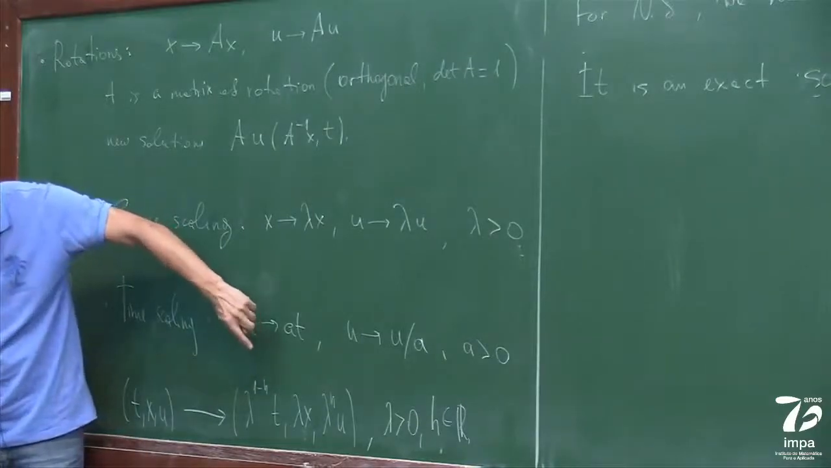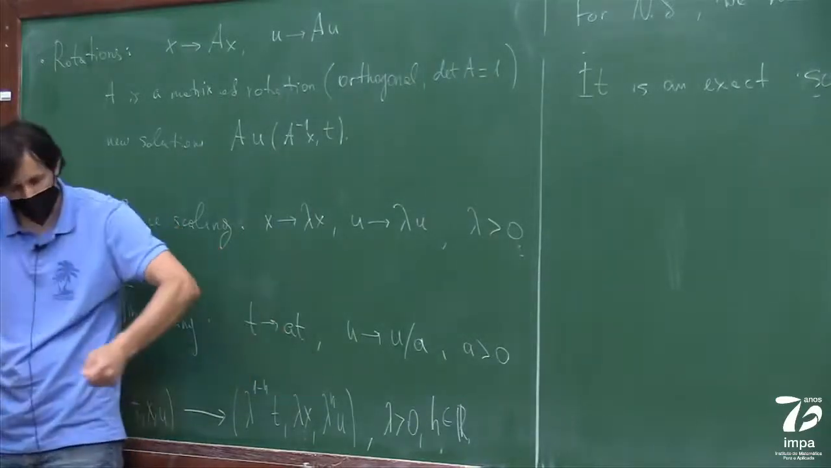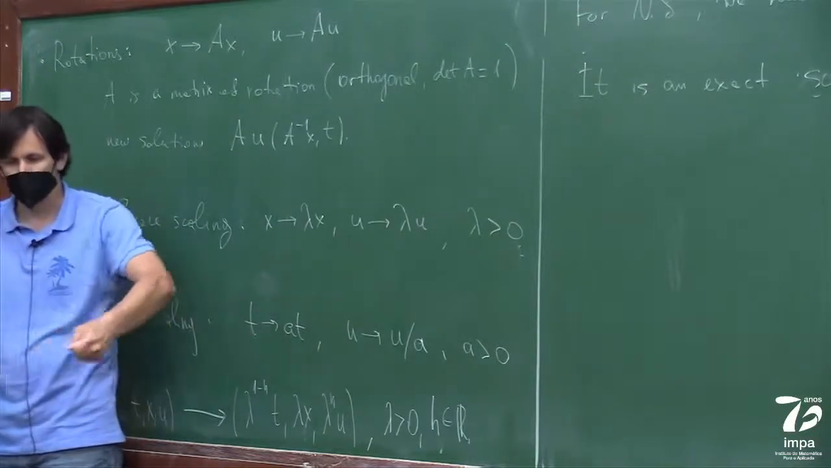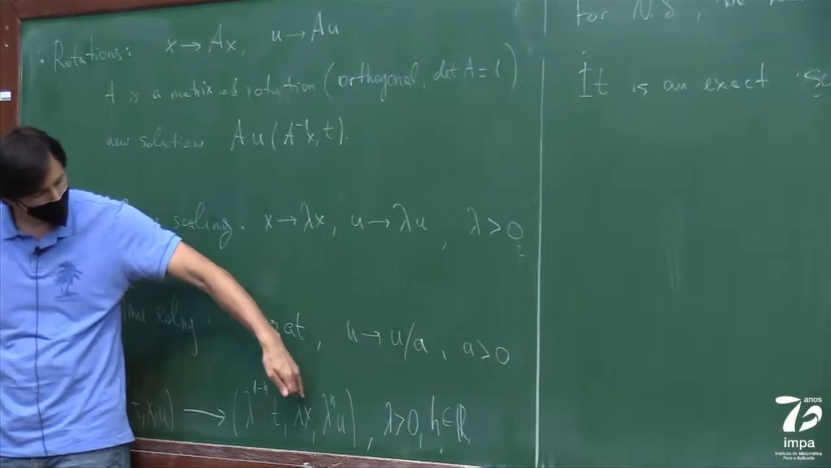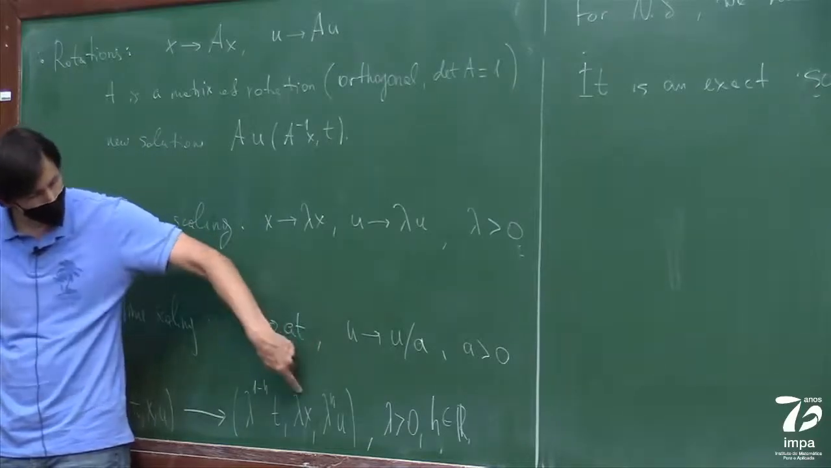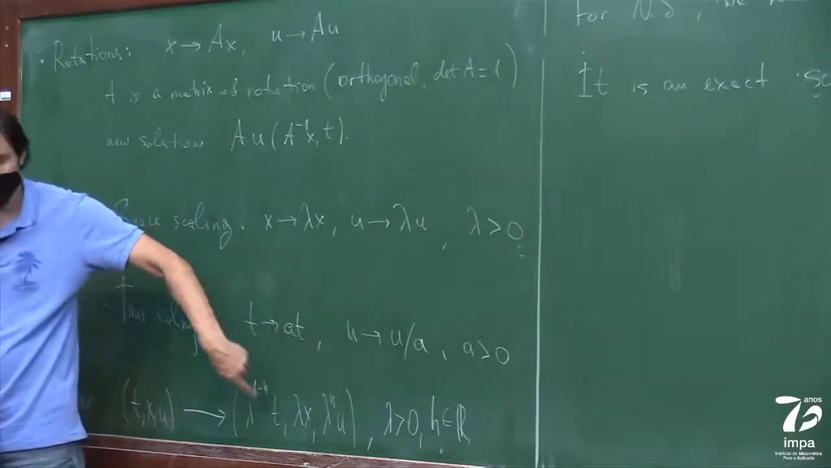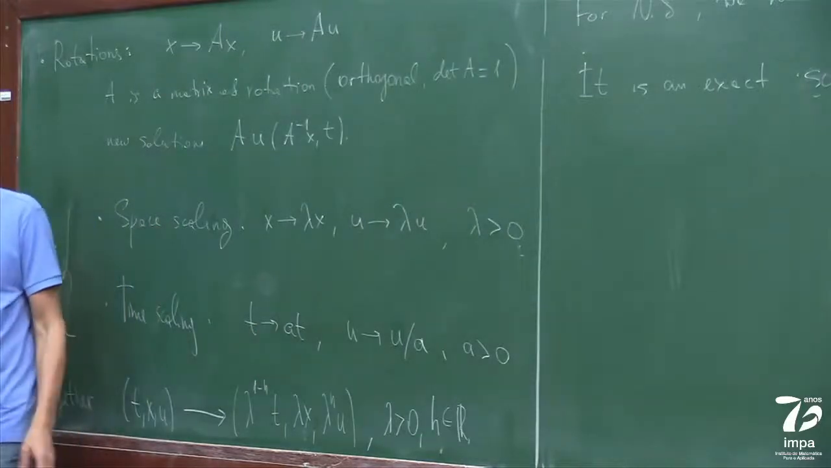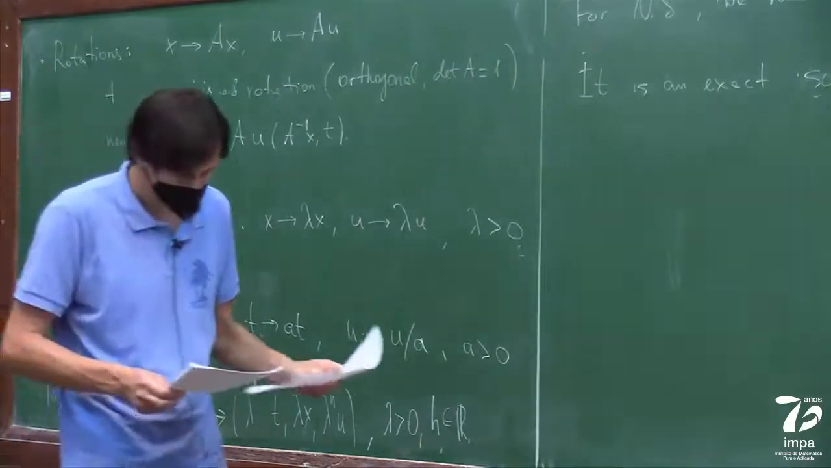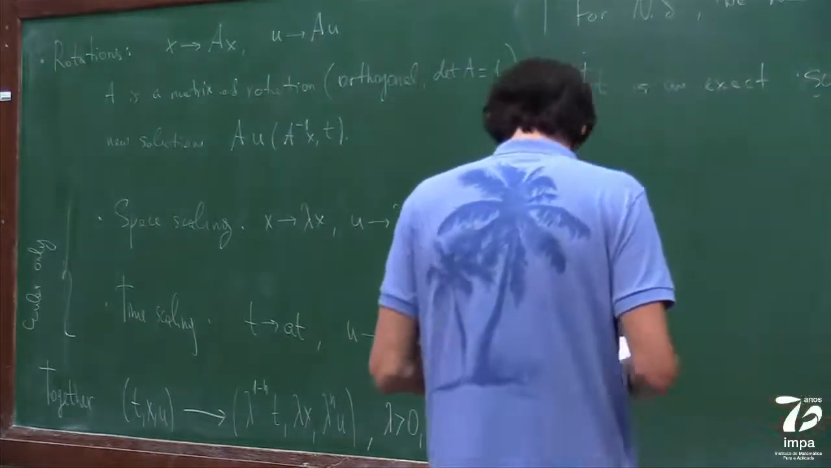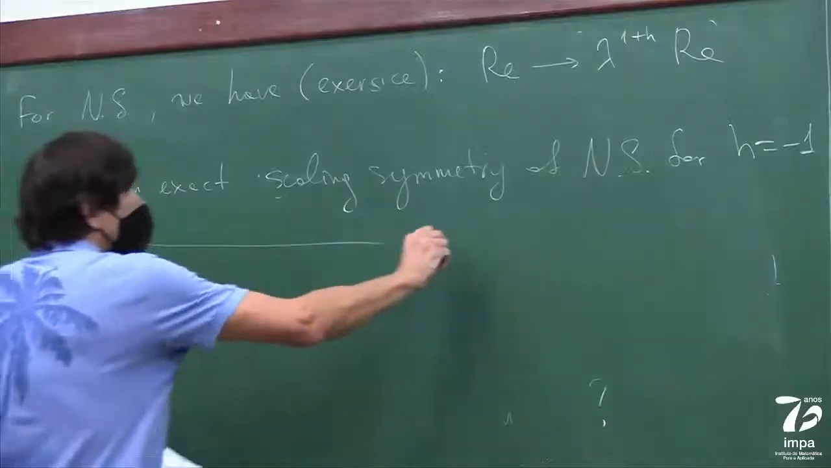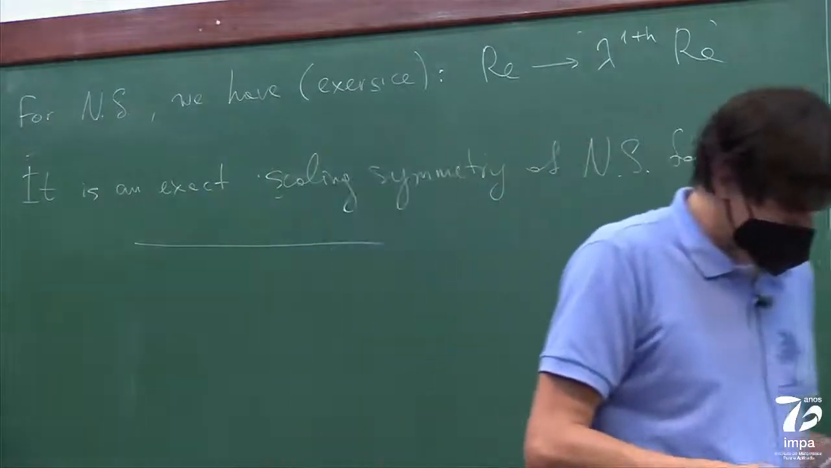So for any lambda, if you change the way you measure length by lambda and how you measure time by lambda squared, the Navier-Stokes equation is still completely invariant. Okay, so that's it. So this is a collection of the symmetries.